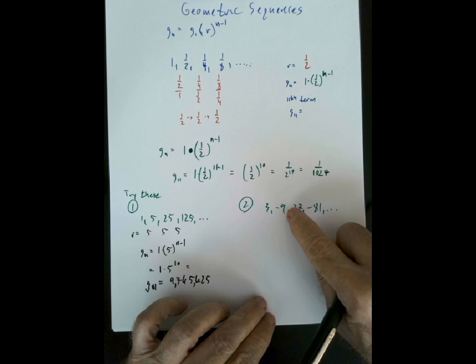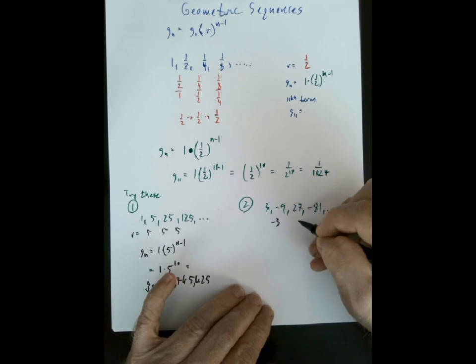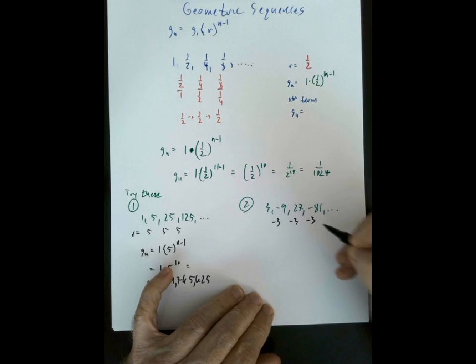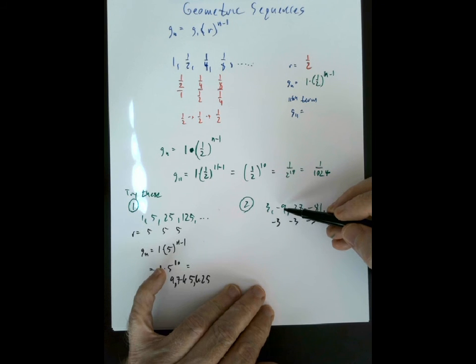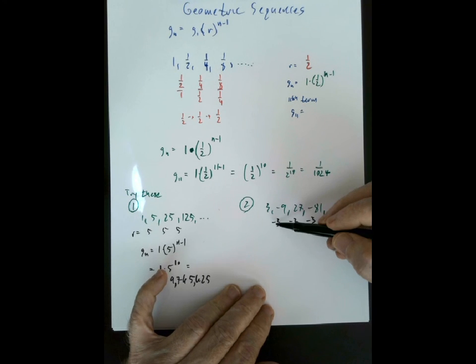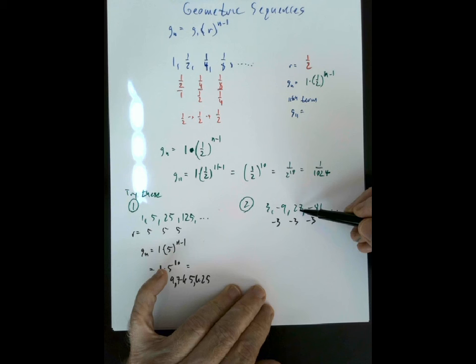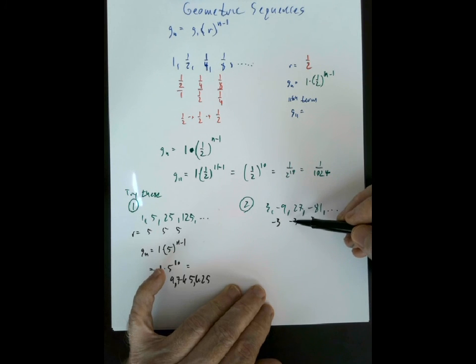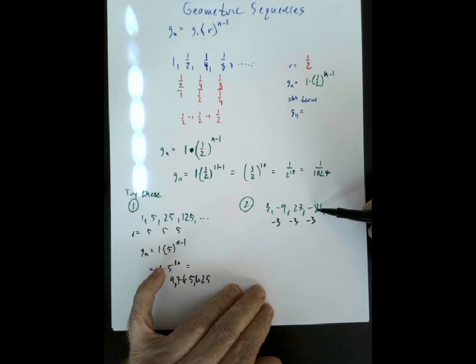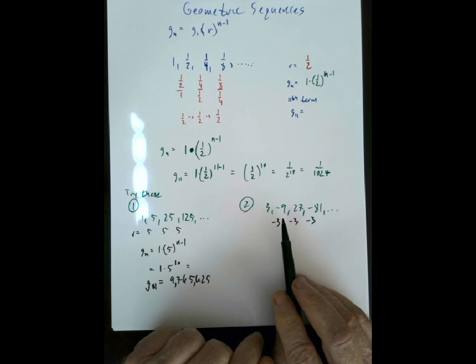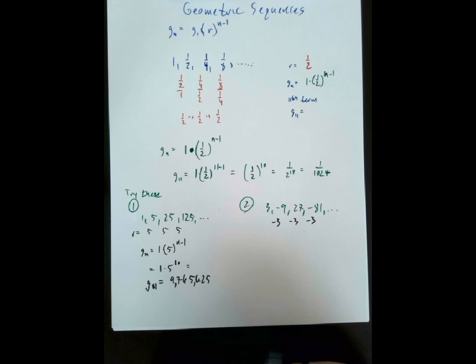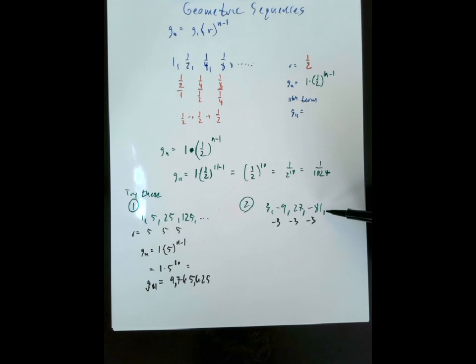Okay, so negative 3. Hopefully you can see each time the common ratio is negative 3, because negative 9 divided by 3 is negative 3. Positive 27 divided by negative 9, negative 3. Negative 81 divided by positive 27, negative 3. So this is the common ratio that flip-flops back and forth. The terms of the sequence flip-flop from positive to negative, positive to negative.